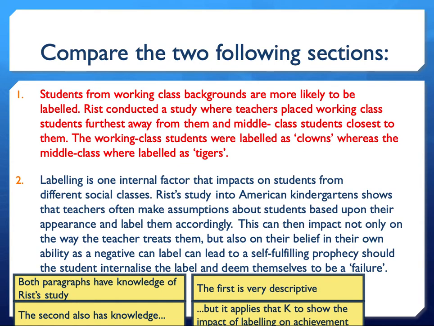I've noted the following points at the bottom of the page. Both paragraphs have knowledge of the Rist study. The first is very descriptive. The second also has knowledge, but crucially, it applies that knowledge to show the impact of labelling on achievement. Remember, when you're using studies, you need to make the findings relevant to the question.